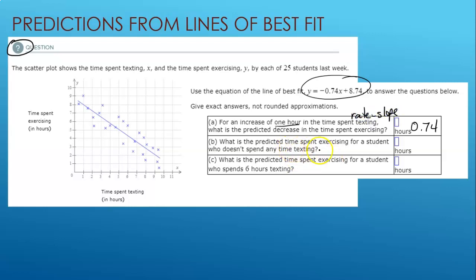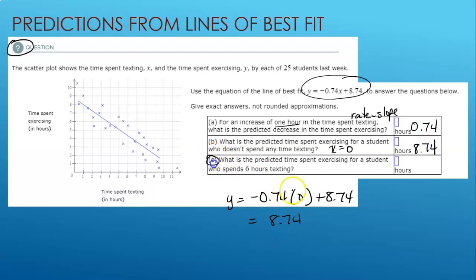Then it says, what is the predicted time spent exercising for a student who doesn't spend any time texting? What that's telling you is x is equal to 0. Well, that's your y-intercept. If you didn't recognize it, you could go ahead and substitute 0 for x, but you still end up with the intercept because this times 0 is 0, plus 8.74 is 8.74 hours.